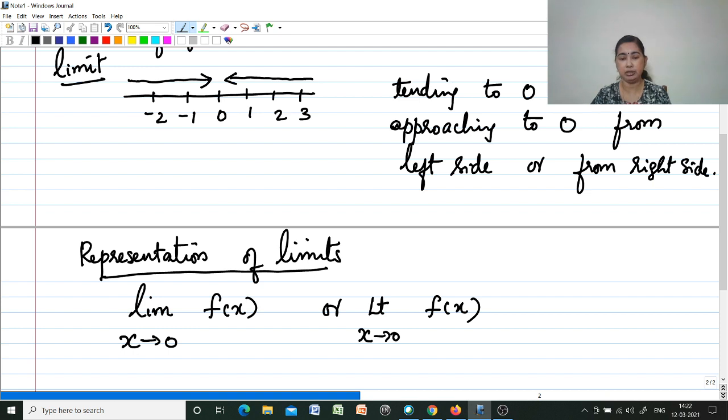In some cases the value of the function will be the same as the limit. Actually it is not that both are the same. Even though we are getting the same answer, it does not mean that they are equal. Okay.